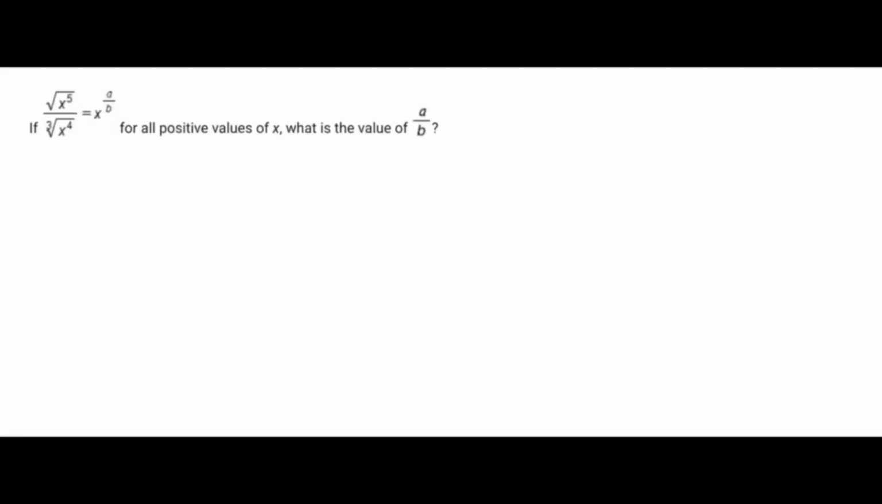If square root of x to the 5th over cube root of x to the 4th equals x to the power of a over b for all values of x, what is the value of a over b?